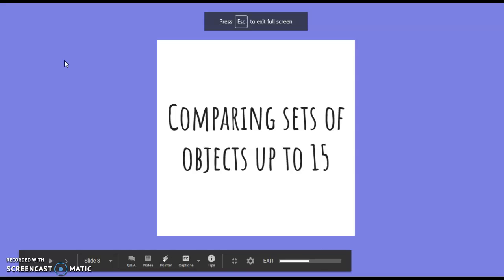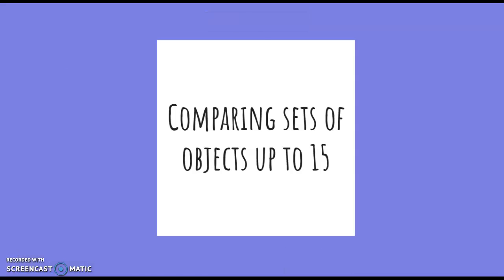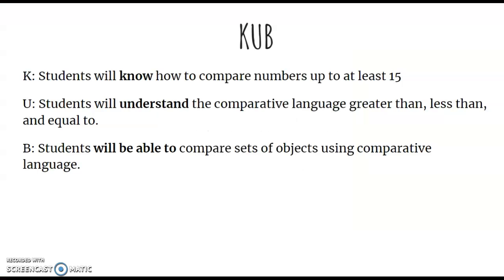Hello friends, and today we're going to be comparing sets of objects up to the number 15. Students will know how to compare numbers up to at least 15. Students will understand the comparative language greater than, less than, and equal to. Students will be able to compare sets of objects using comparative language.